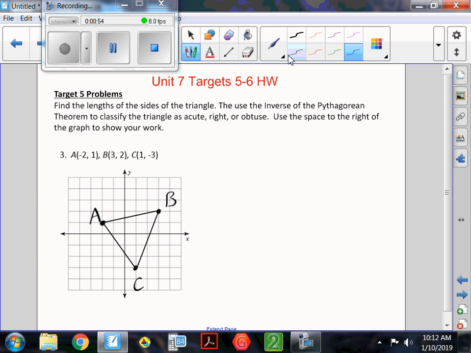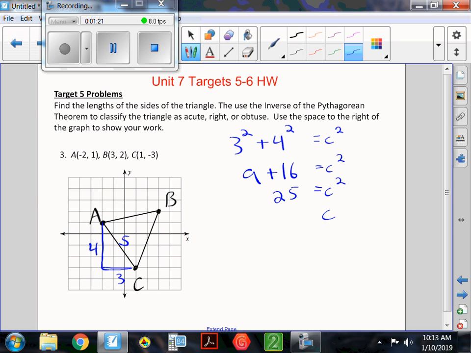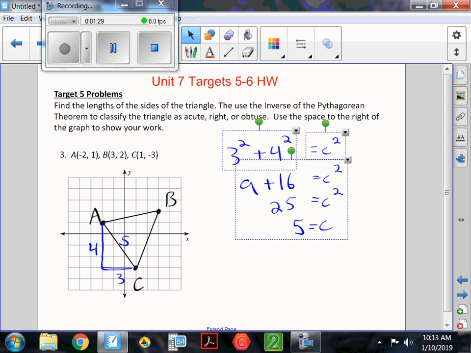I'm going to start with AC. So I'm going to start by drawing a right triangle between A and C. And I have 3 along the x and 4 vertically. So I know that AC is equal to 5. Using the Pythagorean theorem, 3 squared plus 4 squared is 9 plus 16, which is 25. That's going to equal C squared. And so C is going to equal 5. It's also a Pythagorean triple. So 3, 4, 5 is a nice Pythagorean triple.